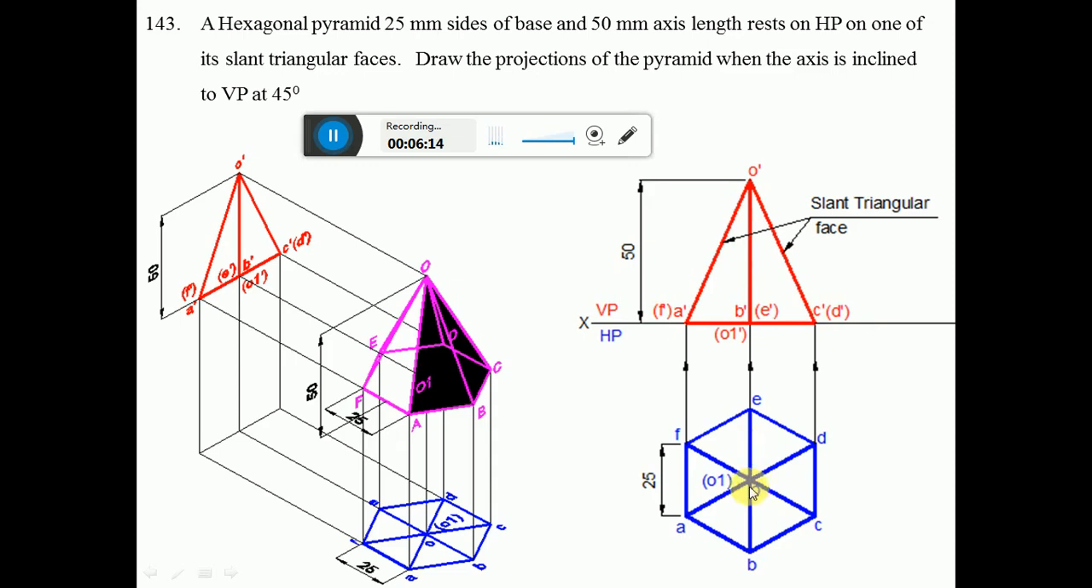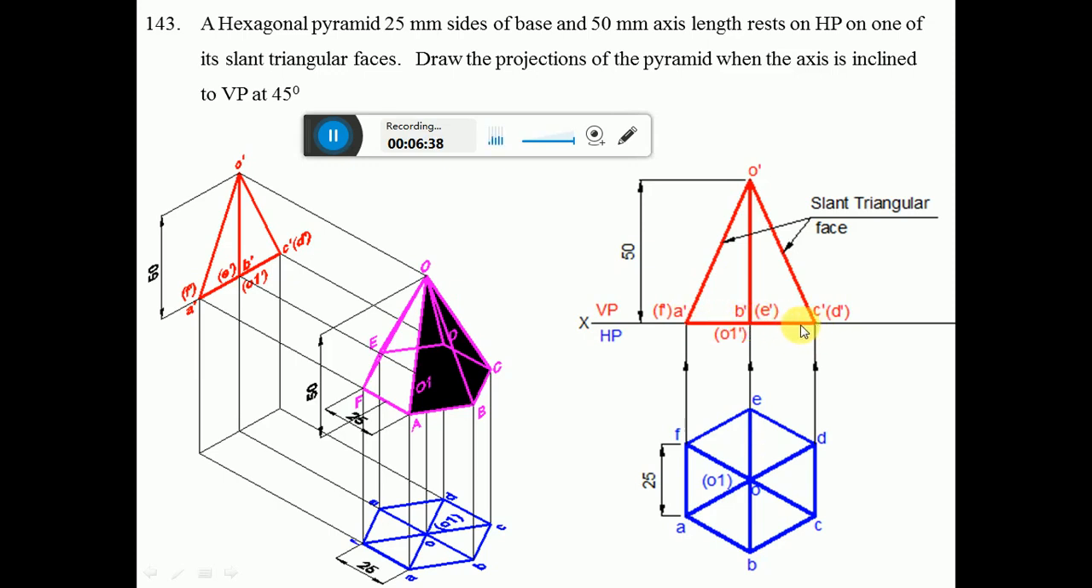Similarly, when you look from the front view, O1 dash is invisible. So since when you look from the front view, the height can be seen, from O1 dash you measure a height of 50 mm and mark that point as O dash. Then join O dash to A dash, O dash to B dash, and O dash to C dash. And then we have A dash to B dash and B dash to C dash with a dark line.